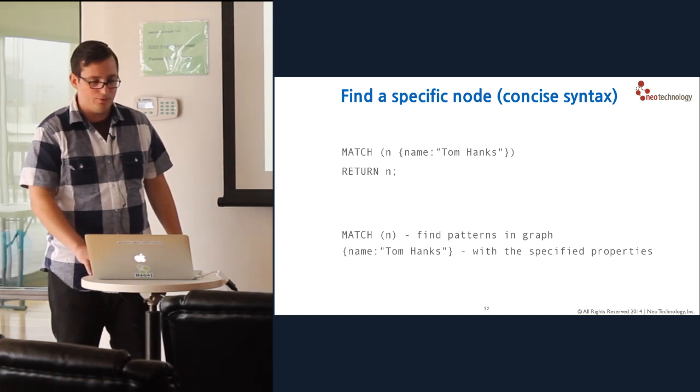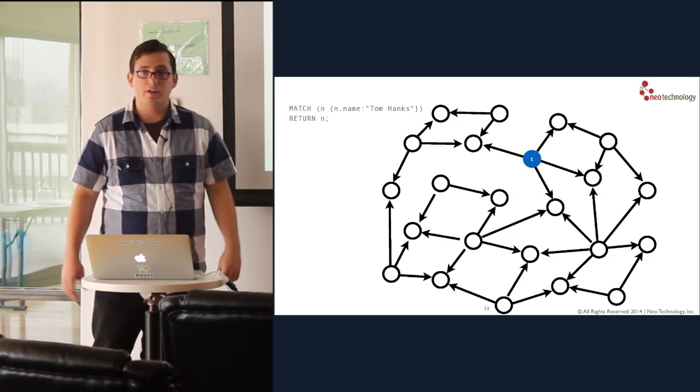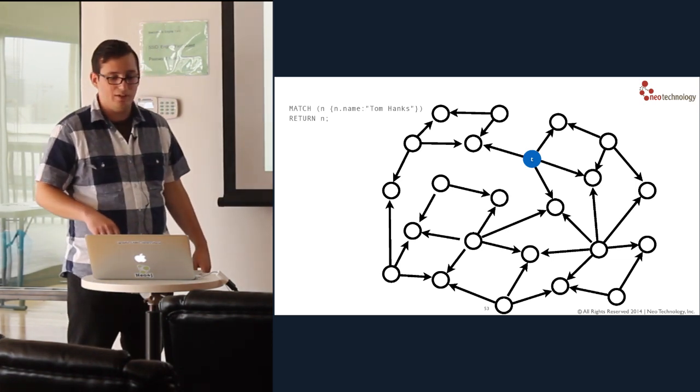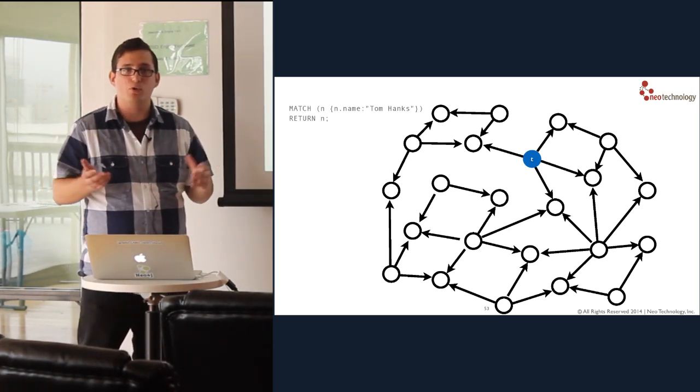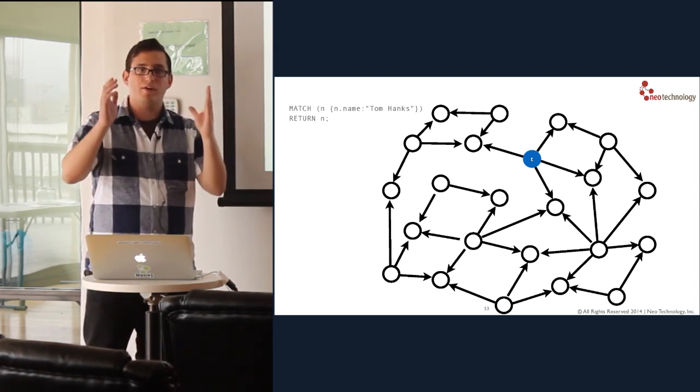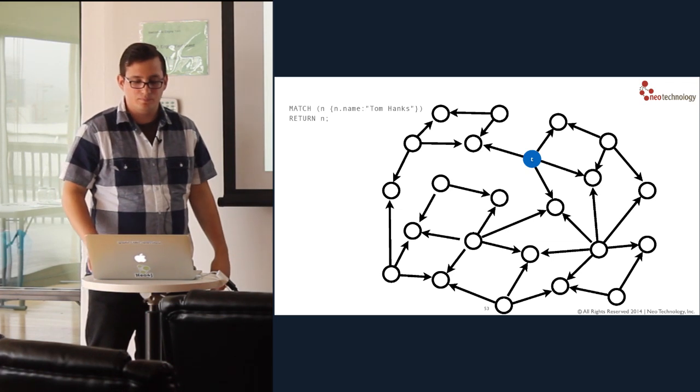Why is that useful? Well, if you want to start somewhere and then traverse outwards, you have to find that node first. And so it's easy when you're matching these long patterns where you have this concise syntax that says, okay, I have Tom Hanks, now I want to find all the movies that he's acted in.